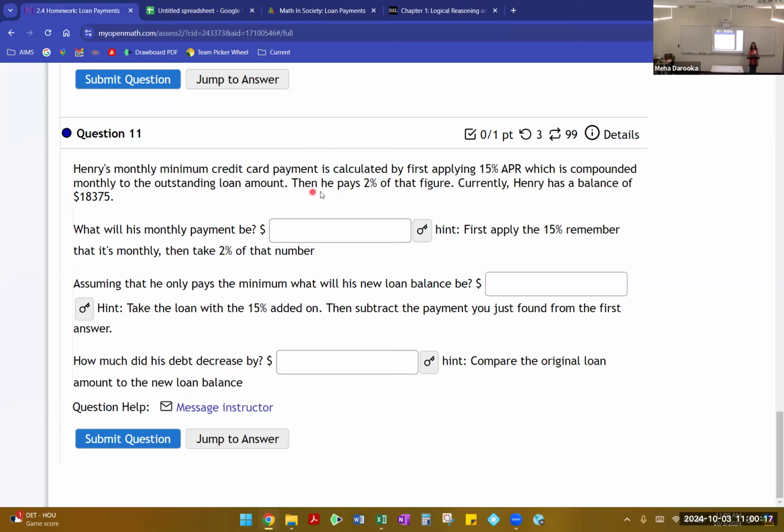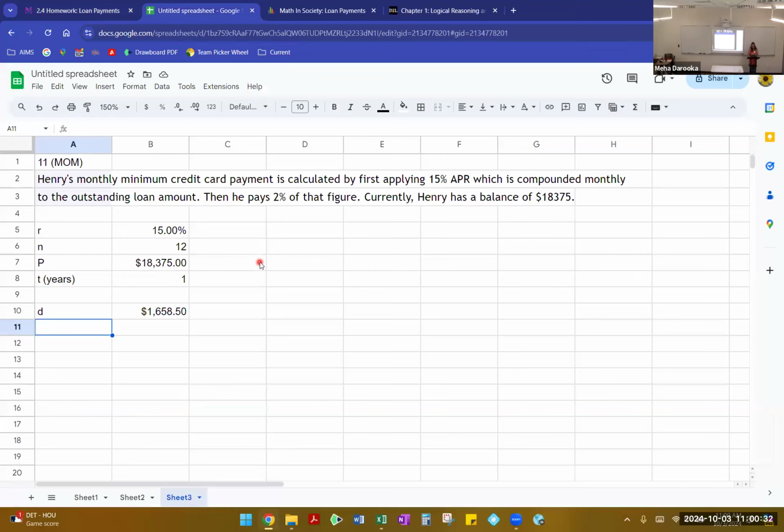Then remember, basically we are saying on top of that, he has to pay that 2% also, right? And you can see in your hint also, they said start by calculating the 15% for that monthly payment and then take 2% of that number. So this is where you take 2% of the payment, the D value. So you are going to do the payment we just calculated times 2%. And remember, you have to put this as a decimal.